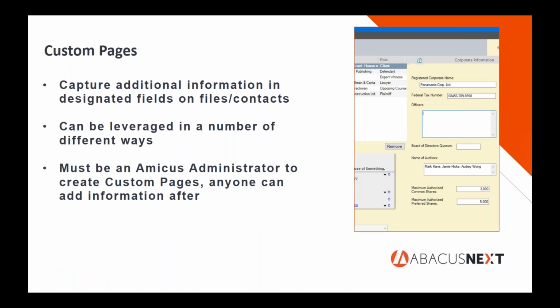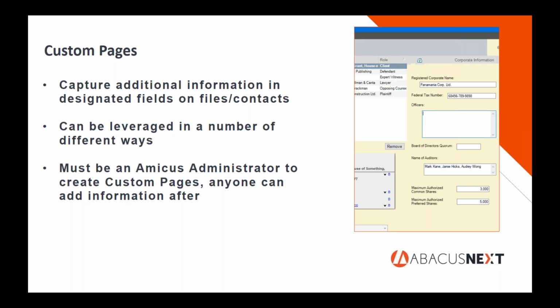So again, the title of today's webinar, Custom Pages in Amicus Attorney, just a few points right off the bat. Number one, the primary purpose of custom pages is to offer you the opportunity to capture additional information in designated fields on either files or contacts. You can see a quick snapshot on the right-hand side where we have a file that has a number of fields that do not come with Amicus Attorney, rather they have been created by myself, where I can put in such information, for example, registered corporate name, federal tax number, etc.